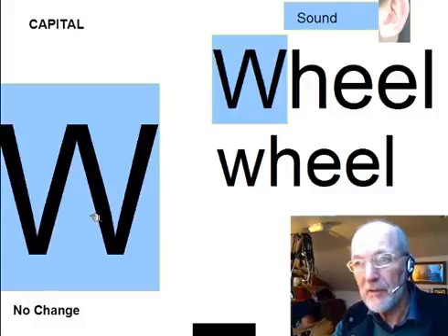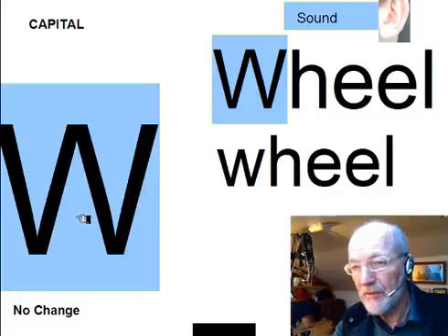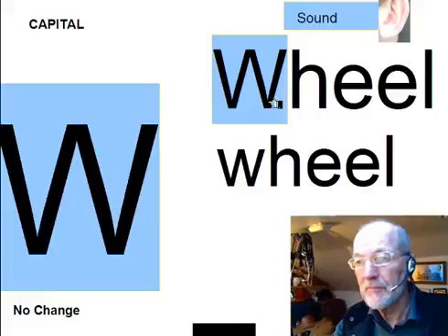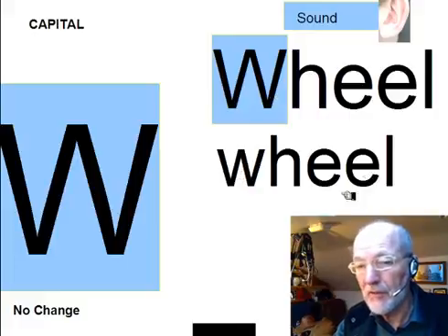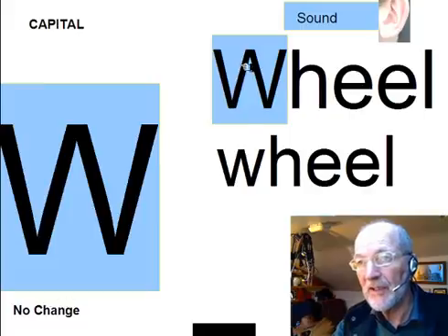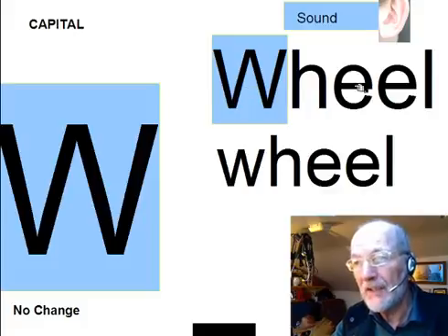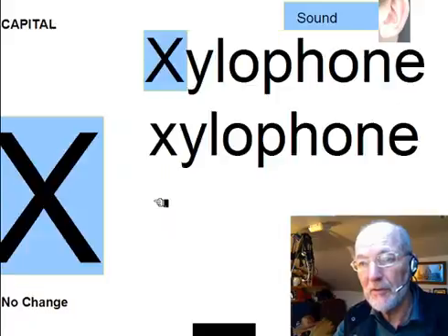W. Wheel. Small w, wheel. No change between a capital sound and a small sound. They both go w. Wheel. The name of it is W.